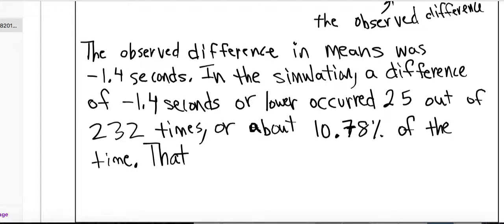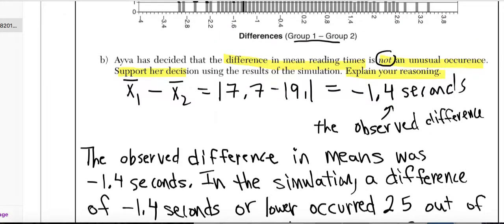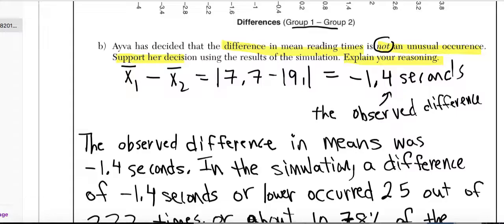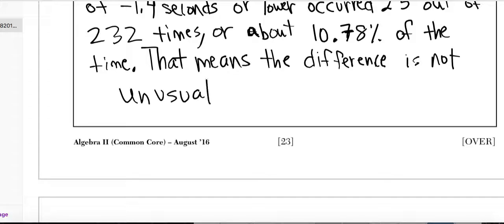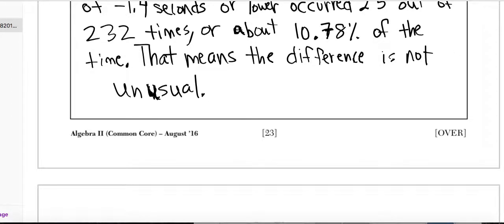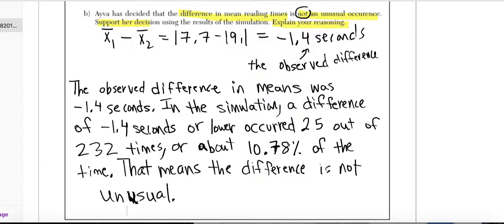That means the difference in mean reading times is not an unusual occurrence. I'll just say the difference is not unusual. All right, it's most likely due to the random assignment of people to two groups and has nothing to do with the treatment, more than likely. That's what they really mean. It's not statistically significant.